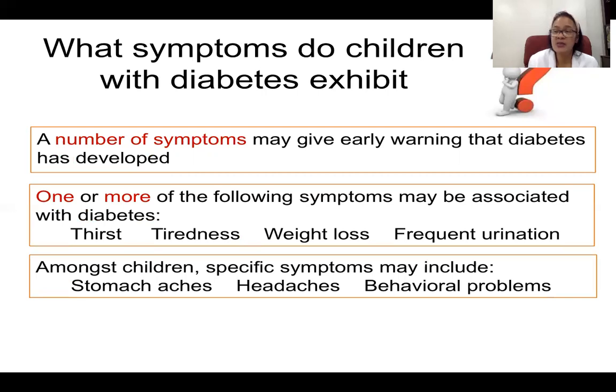Why is it that there's weight loss or decrease in the muscle mass? Because if you don't have insulin, there would be increase in the fatty acid oxidation, increase in your lipolysis. So there will be loss of the muscle, or even weight loss in general. And of course, you have other specific symptoms. Sometimes these are not manifested by the child, okay?